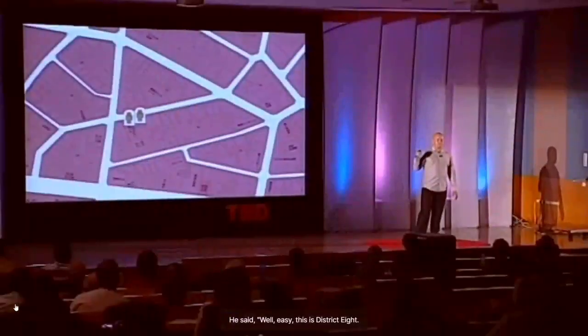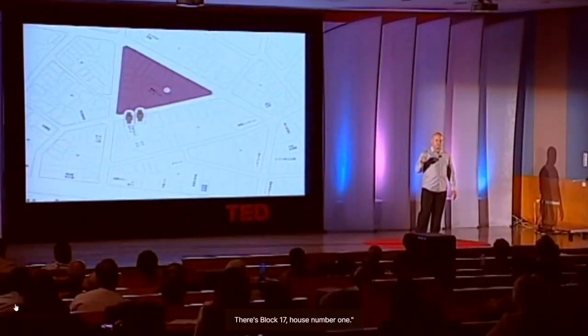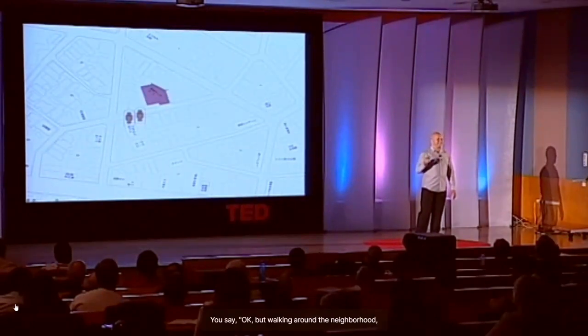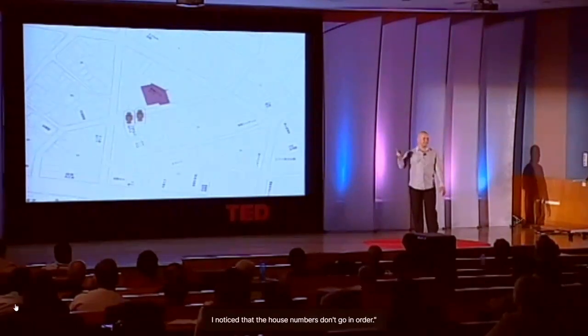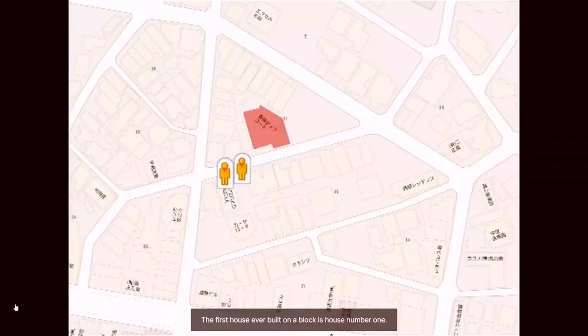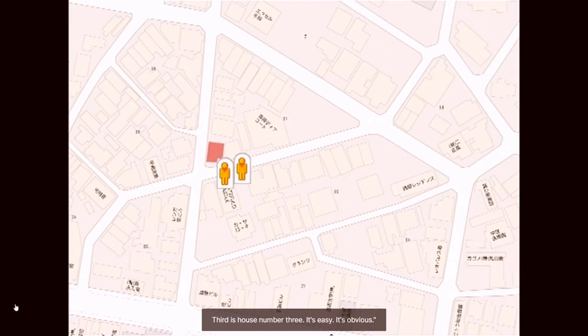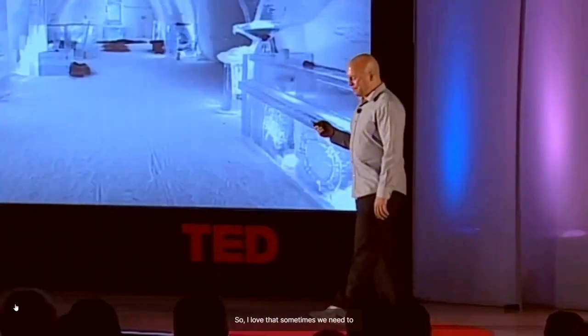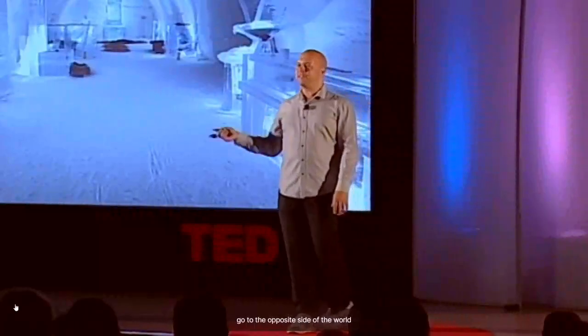And you say, okay, then how do you know your home address? They say, well, easy. This is District 8. There's block 17, house number 1. You say, okay, but walking around the neighborhood, I noticed that the house numbers don't go in order. He said, of course they do. They go in the order in which they were built. The first house ever built on a block is house number 1. The second house ever built is house number 2. Third is house number 3. It's easy, it's obvious.